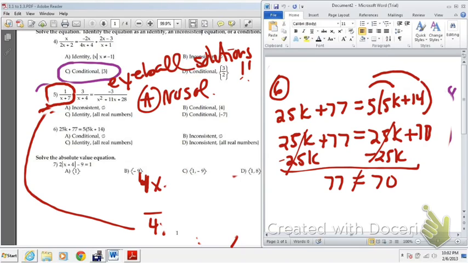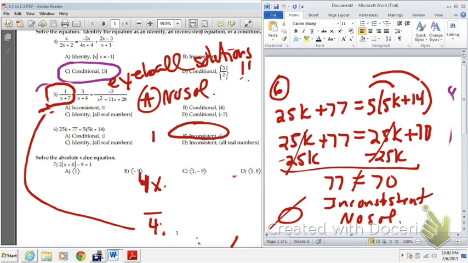That doesn't make any kind of sense. So what does that mean? It means inconsistent. Inconsistent means the equation's inconsistent, which basically means there's no solution. This symbol here is the empty set, the set that contains nothing. So there is no solution. So therefore, if we look back at number 6, we know the answer is B. Okay?